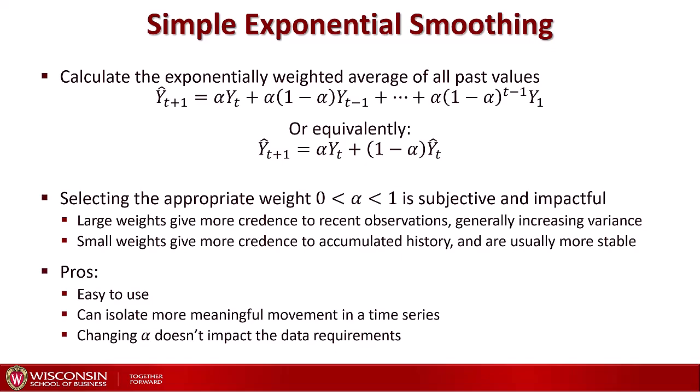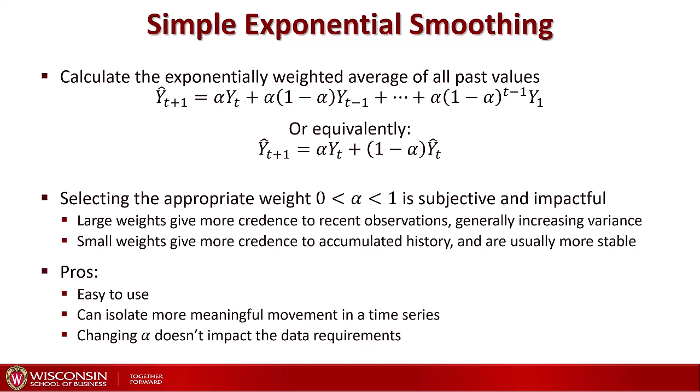So you have the formula here on the screen, and you can see that our prediction for yt at yt plus 1 is alpha, the weight, times the current value of yt, plus alpha times 1 minus alpha times the previous value of yt, so t minus 1. And we continue like that up to the first observation.